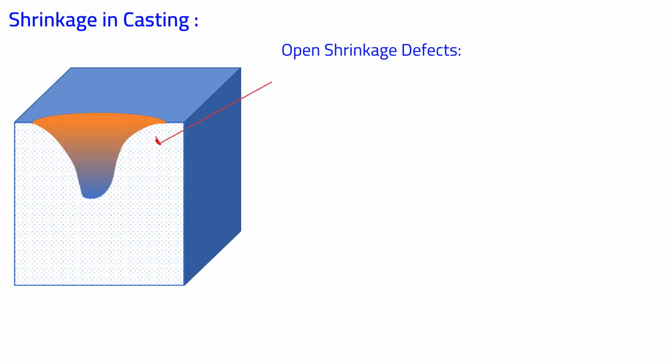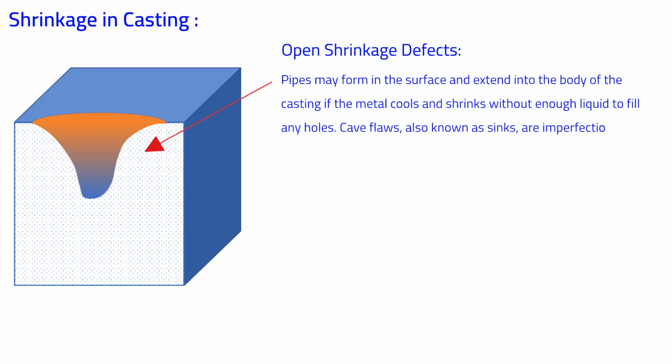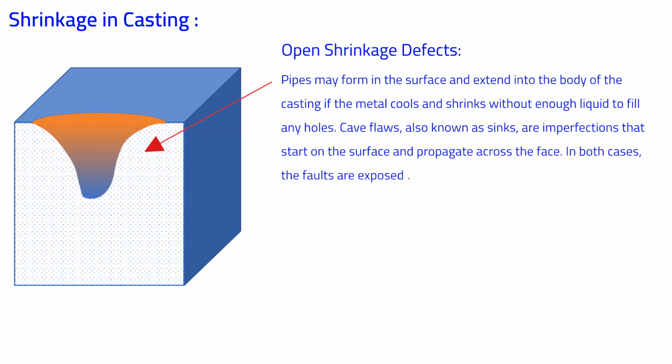Open shrinkage defect. Pipes may form in the surface and extend into the body of the casting if the metal cools and shrinks without enough liquid to fill any holes. Cave flaws, also known as sinks, are imperfections that start on the surface and propagate across the face. In both cases, the faults are exposed to the atmosphere, and air replaces the molten metal.